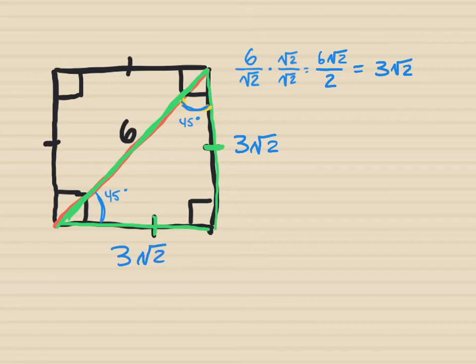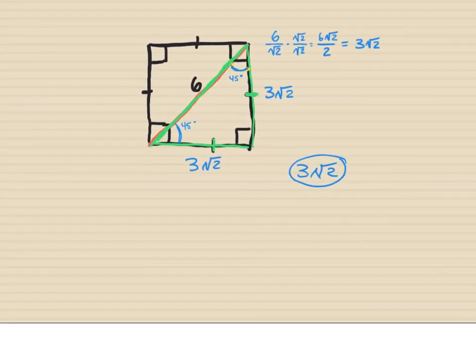I'm going to make a mistake here. My final answer is 3 square root of 2. No, the perimeter. It's the perimeter. I got you. This is a very easy mistake to make because you get this victory here and you go, oh, I'm done, 3 square root of 2. Nah, don't fool me.